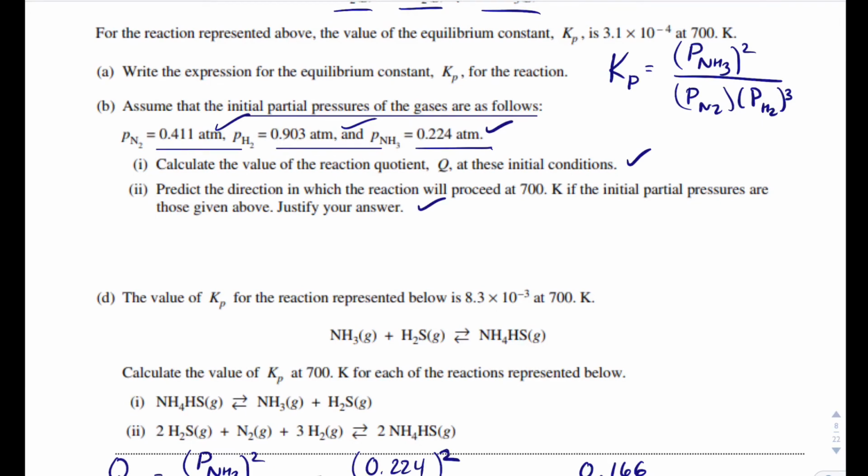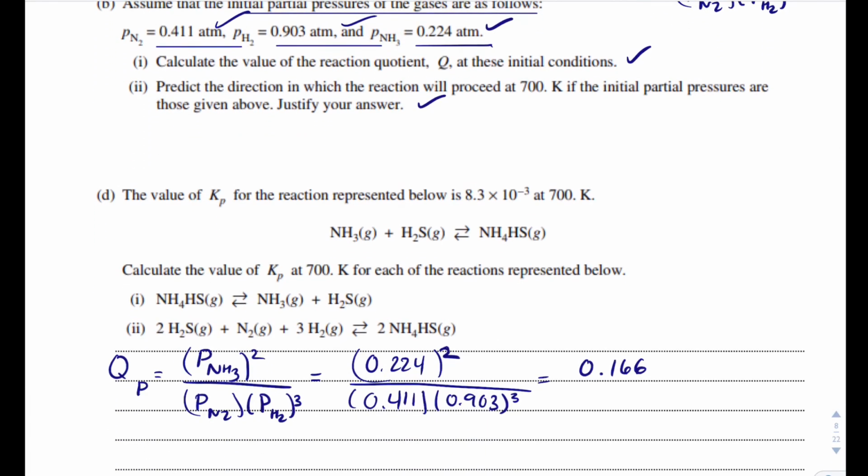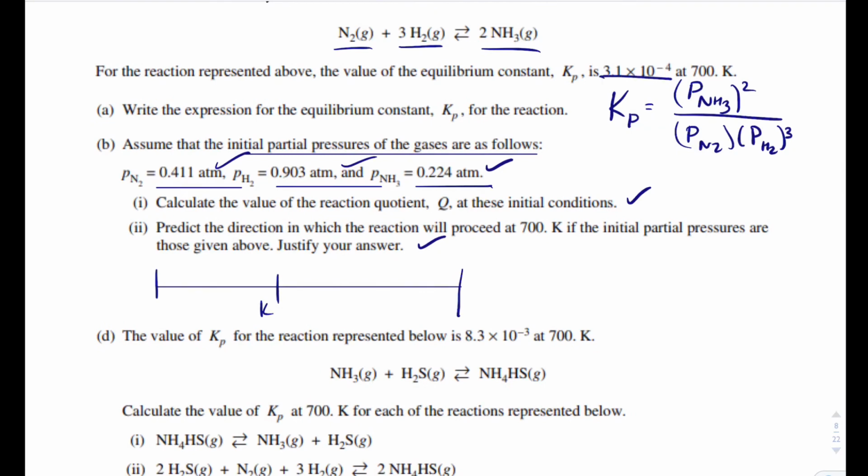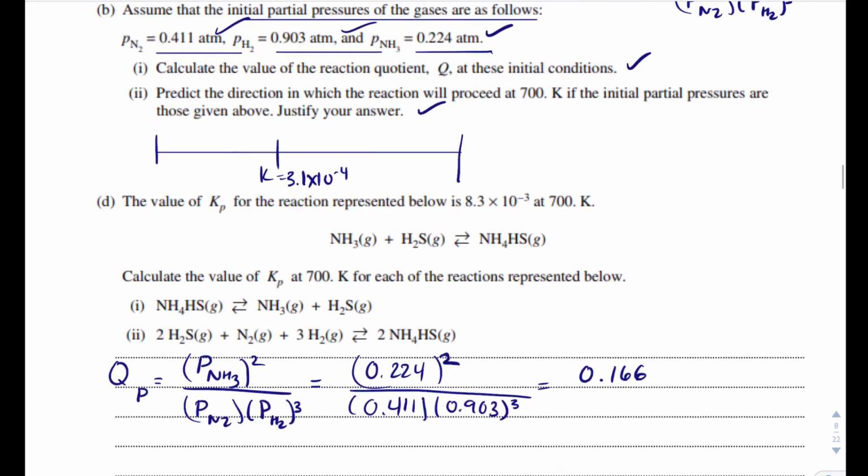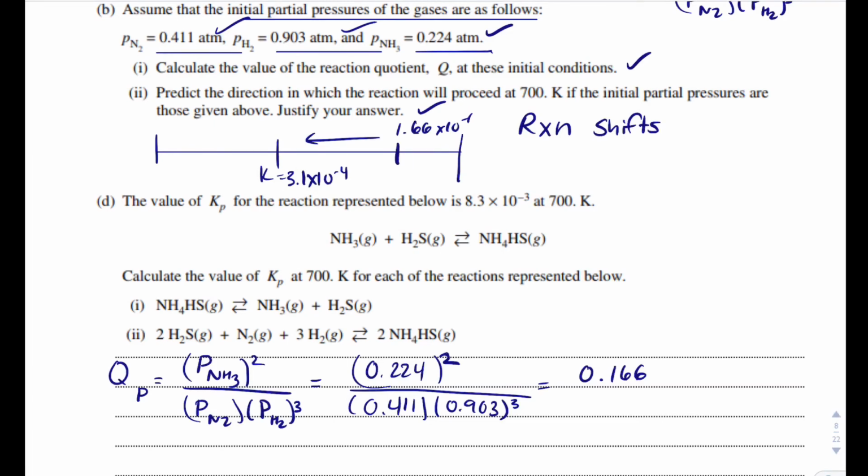Now I just have to predict the direction that it'll shift, and that's very straightforward because they gave you K. K is 3.1 times 10 to the minus 4, so I've just got to see where Q is. Well, Q is 1.66 times 10 to the minus 1, so it's much bigger. So the reaction shifts left. What's the reasoning though? We've done the math. The reasoning is because Q is greater than K.